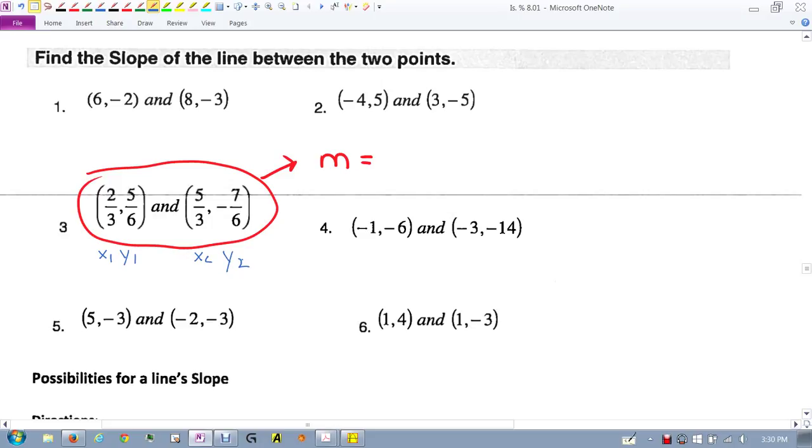By the definition of slope, I need to take negative 7/6 and subtract from it what? That's y2. 5/6. Take that entire thing and divide it by x2, which is 5/3, and subtract from that what? 2/3. Oh, look at those. They already have common denominators. I don't even have to get a common denominator here. So what are these two put together?